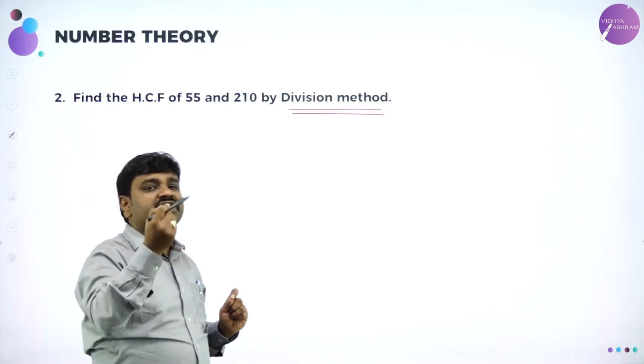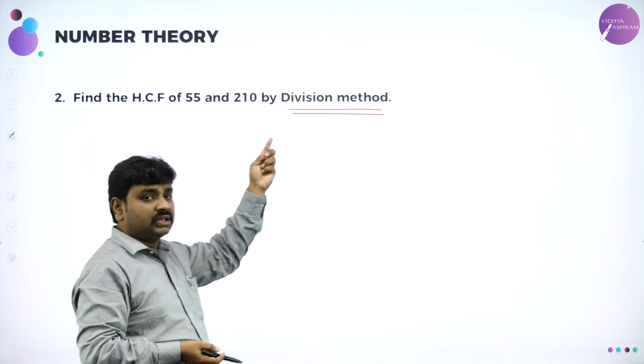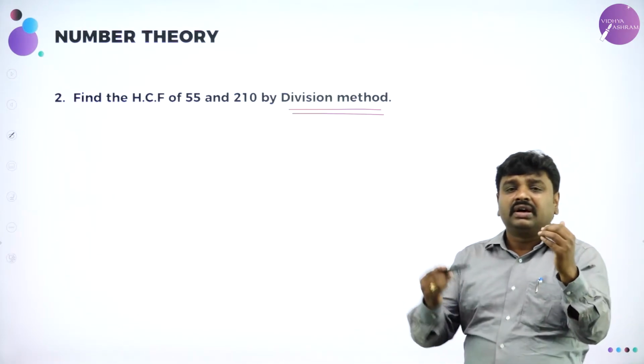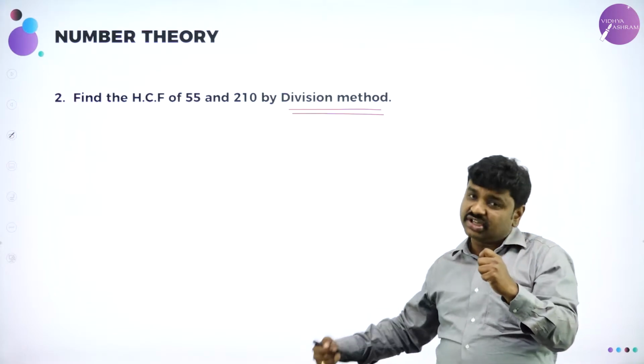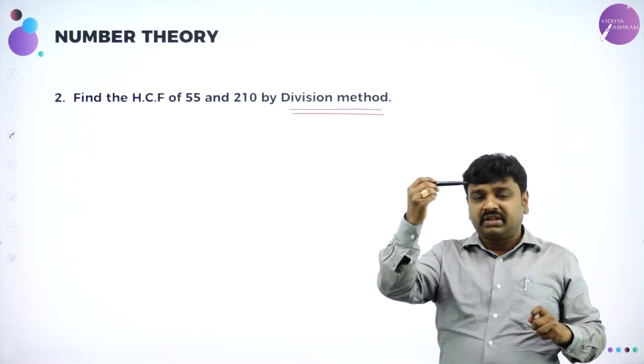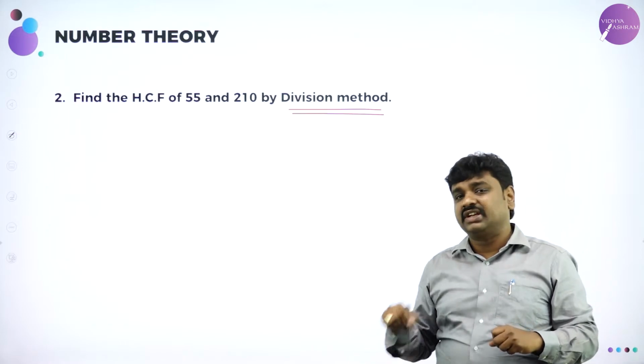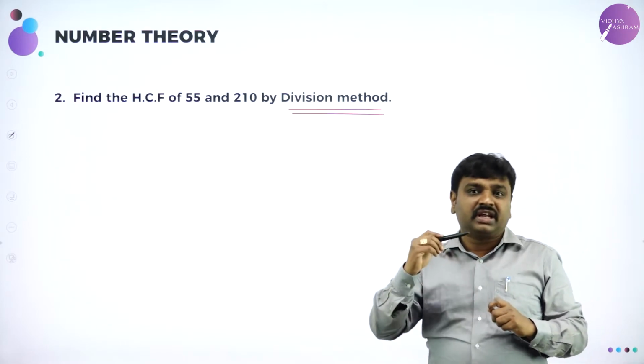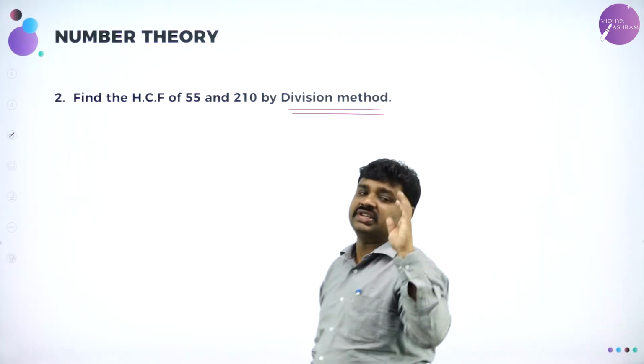But now we go for division method. They'll give two numbers and they'll ask you to find the common factor of two numbers by division method. Simple. Keep repeatedly dividing until you get 0. What is the method? Keep repeatedly dividing the divisors until you get 0. Once you get 0, the remainder above 0 is the HCF.